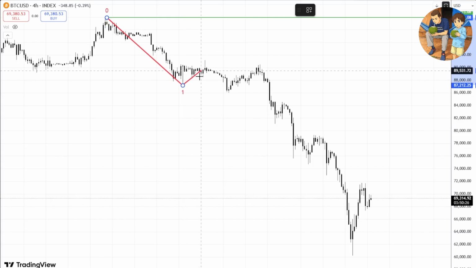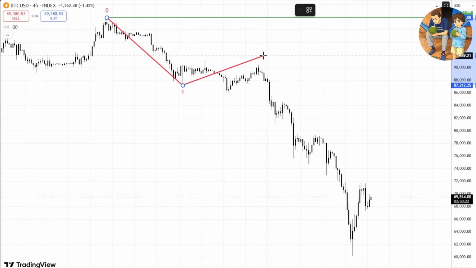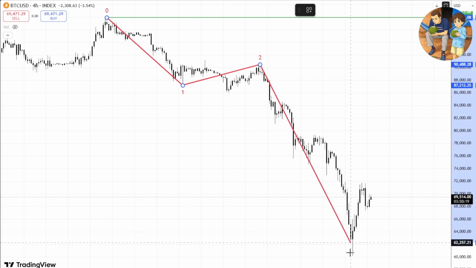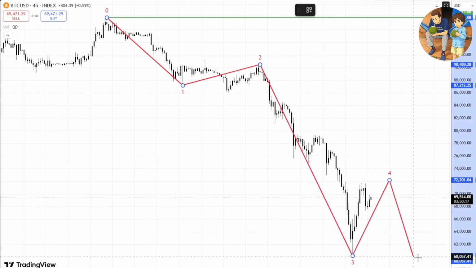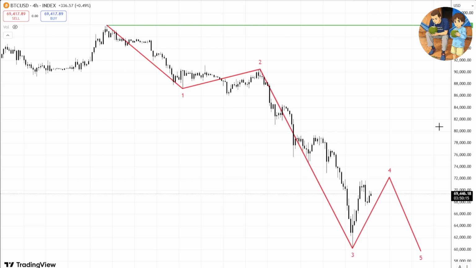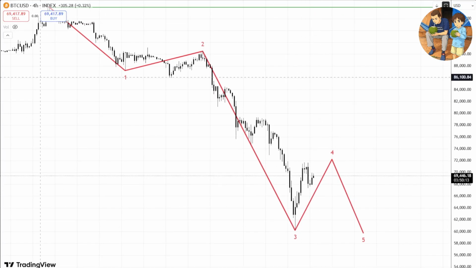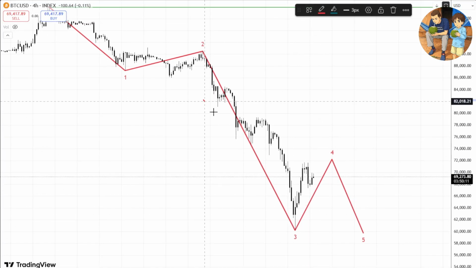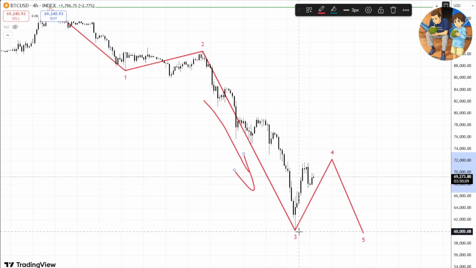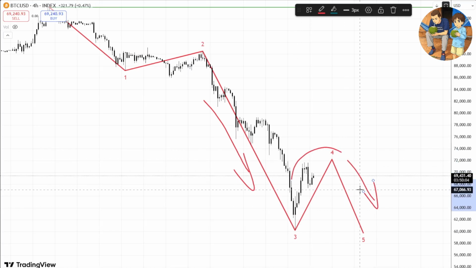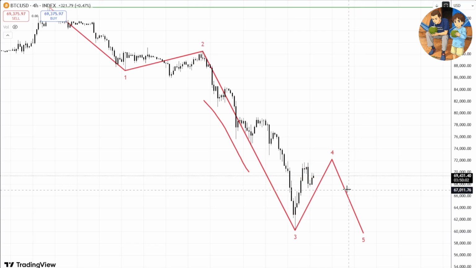So first wave here, second wave here, 3, 4 and 5. In that case, identifying the bottom would be realizing we most likely came down in a third wave, meaning we need a fourth wave and another fifth. So we can't really expect a bottom just yet.